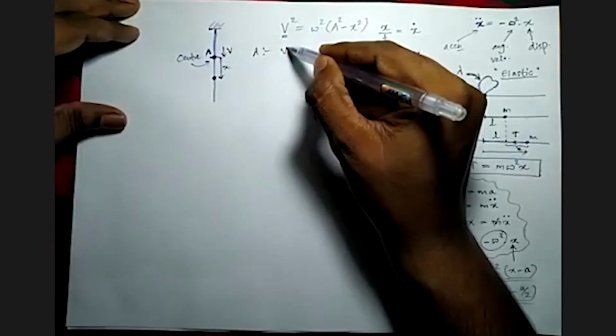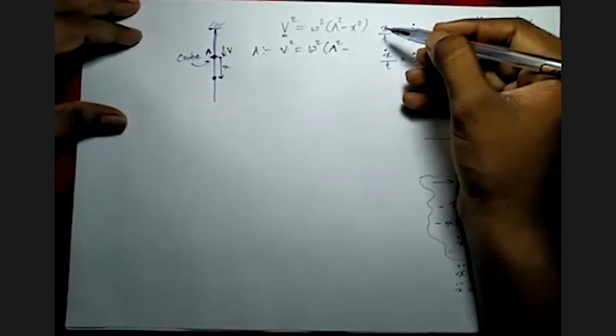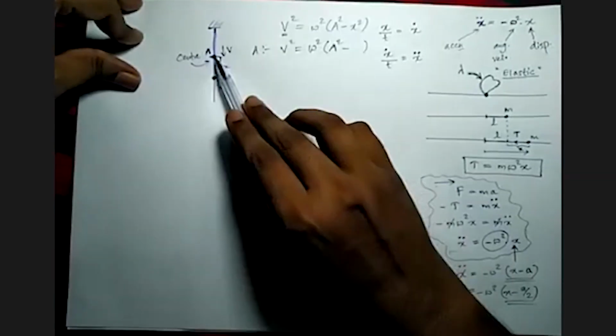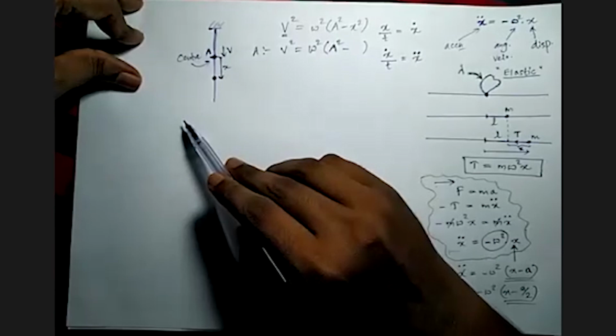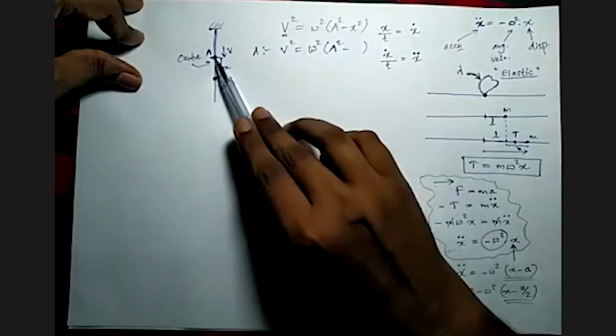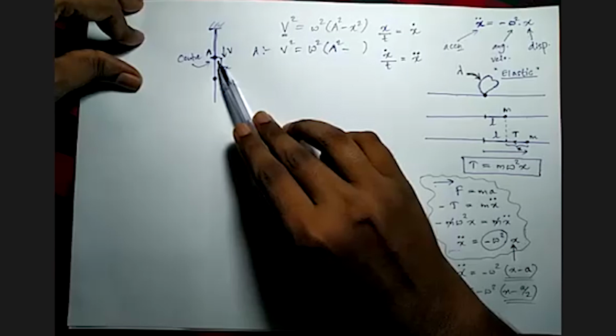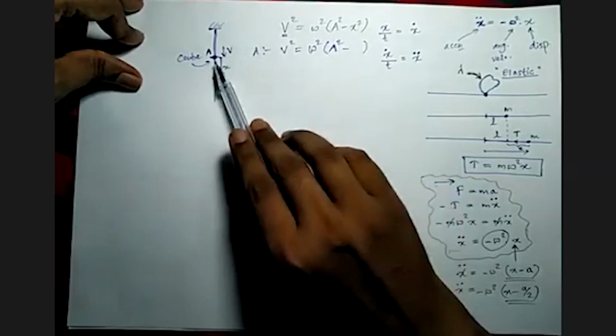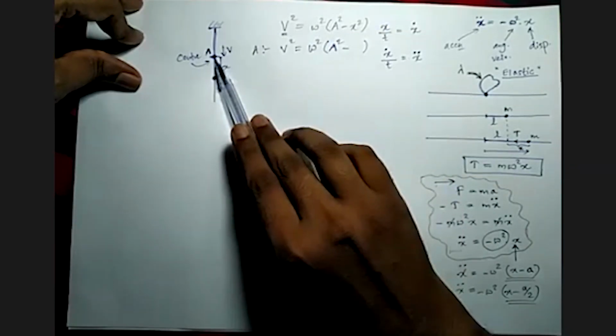Here the velocity is v. Omega square is a constant for the entire motion. Then amplitude is also a constant. Let's say it is capital A minus. Then what is this x? We have to measure x from the center of simple harmonic motion. We have to measure the distance to the point where we are going to apply this equation from the center of motion. The center of motion is here.